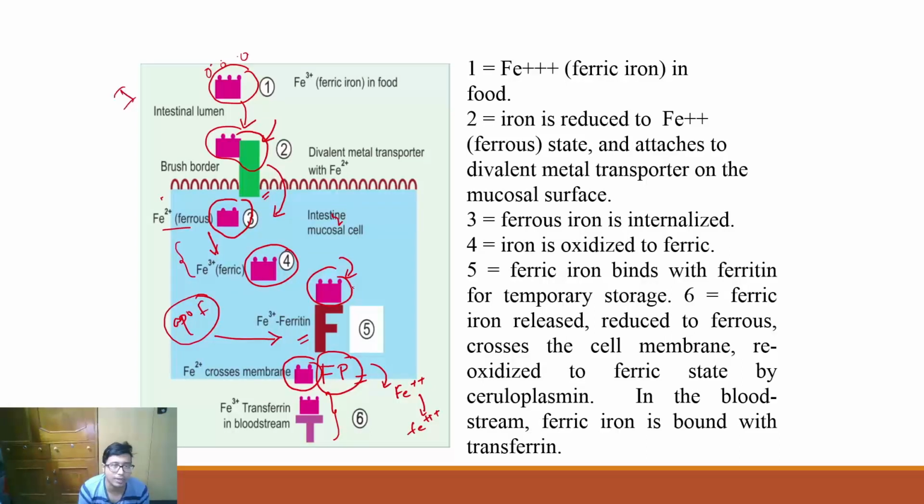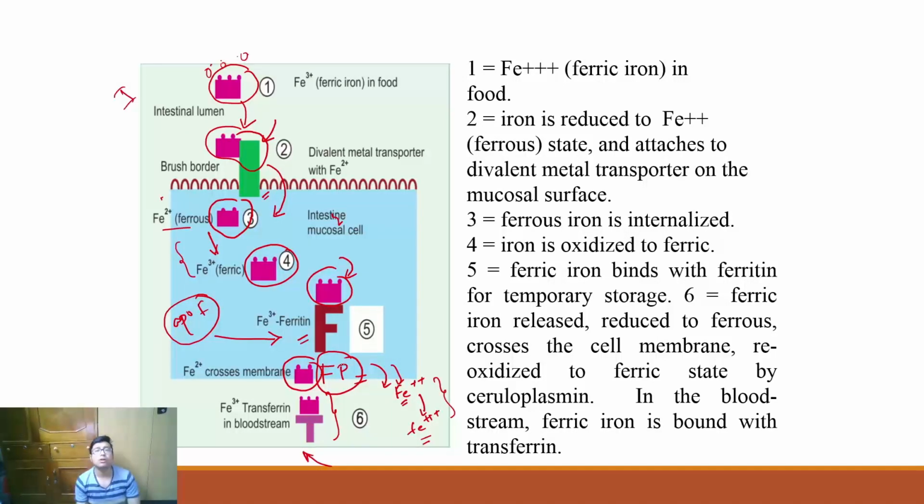Now this is stored as ferric form. When there is a requirement of iron outside the cell, the ferric form will again be converted to ferrous form. Ferrous form binds with ferroportin, and ferroportin will port iron. It crosses out of the cell membrane as ferrous form. In blood, it again gets converted to ferric form, and ferric form binds with transferrin and is transferred.